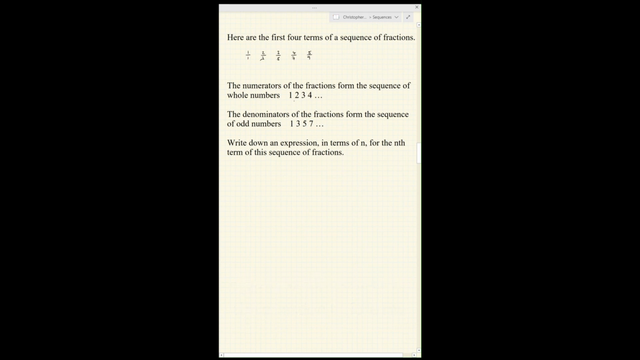Now the numerators are the sequence 1, 2, 3, 4, so the nth term of the numerator is simply n, and the denominators form the sequence 1, 3, 5, 7, so the nth term for the denominators is 2n minus 1. So the nth term for my sequence of fractions is n, the numerator, over 2n minus 1, the denominator.